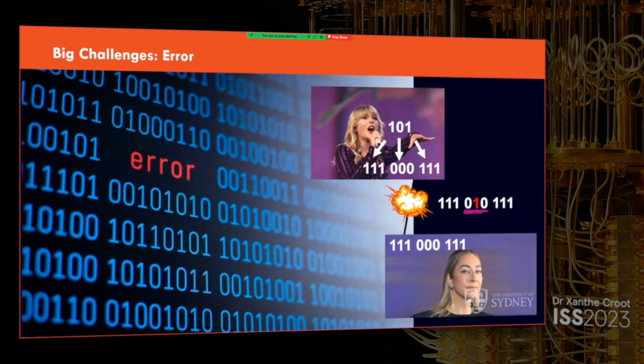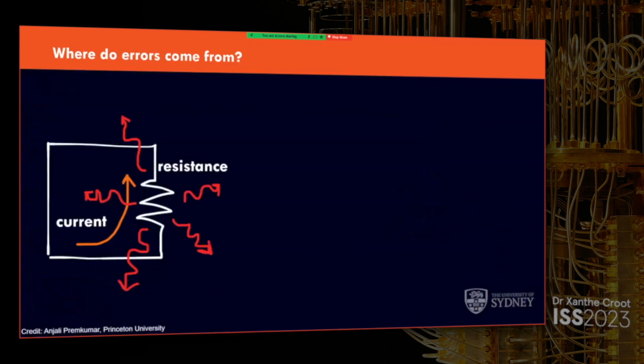Turns out that we actually can't do that in quantum computing because we can't do this process where we replicate bits. It's called the no cloning theorem. So we really have to deal with errors, and we really want qubits that don't have high error rates. And that's one of the biggest challenges that stops us building really large-scale quantum computers.